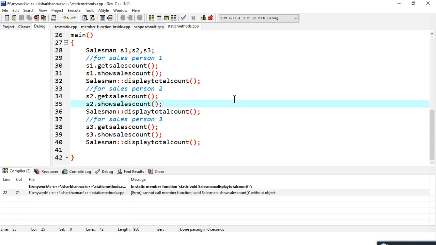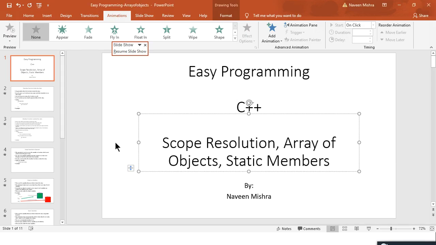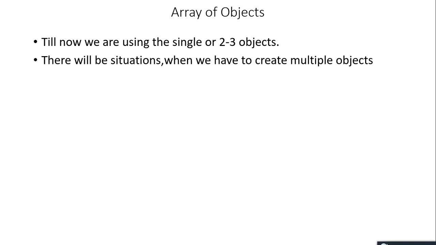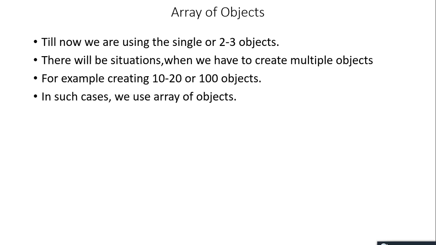All right. Now let's move on to the next topic, array of objects. Till now we have been creating a class and reading the values for a single object or 2 objects or 3 objects. Now what if I want to read the values for 100 objects or 50 objects or 60 objects? In such a case I can create an array of objects. Array of objects can be used for handling 100 or 200 objects.